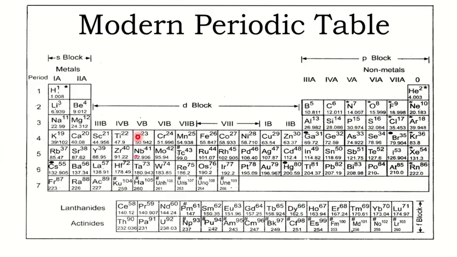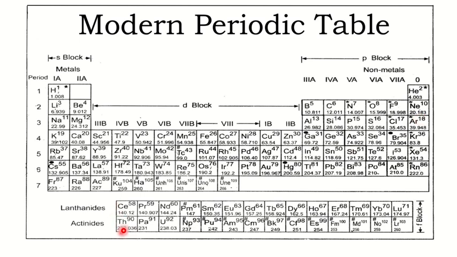What about the modern periodic table? Look at this. Here we have 18 groups: 1, 2, 3, 4, 5, 6, 7, 8, 9, 10, 11, 12, 13, 14, 15, 16, 17, 18. Here we have 18 vertical columns of elements. That's why it has 18 groups.